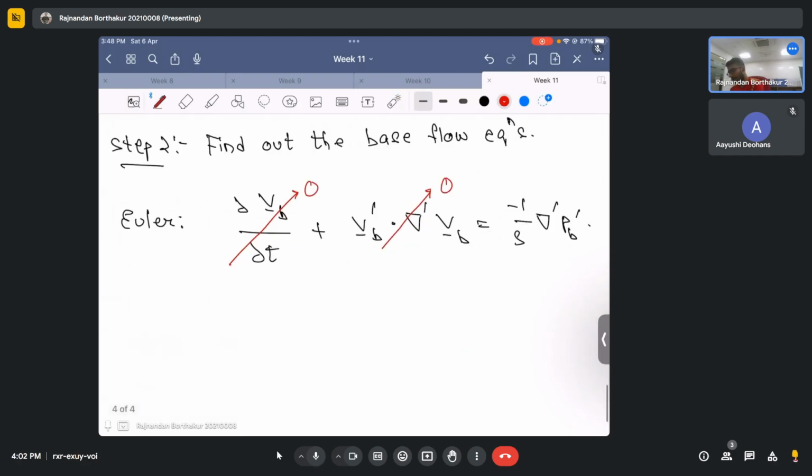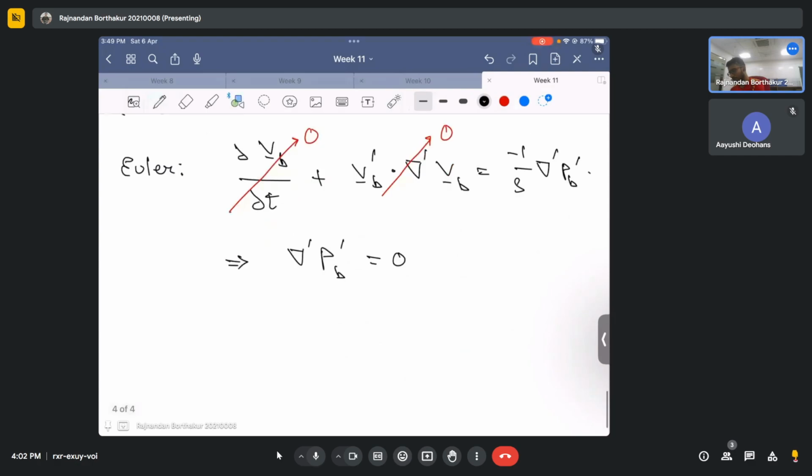Okay, which means that for the base flow, I just end up getting the gradient of P_b, which is the base pressure, is equal to 0. So what does this mean? There is no pressure gradient. Yes, exactly. Which means that there is no pressure gradient. This means that P_b is a constant. Can you say this? Yeah. Which means this is equal to some reference pressure P naught.